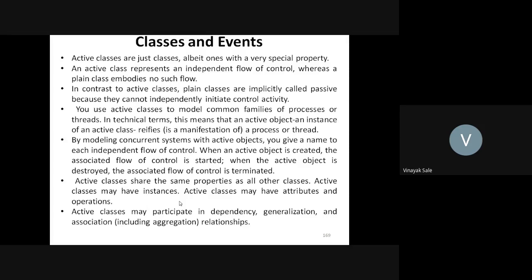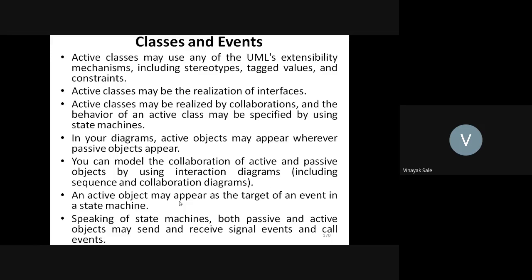Active classes share the same properties as all other classes. Active classes may have instances, attributes and operations. Active classes may participate in dependency, generalization, and association relationships. Active classes may use any of the UML's extensibility mechanisms, including stereotypes, tagged values, and constraints. Active classes may be realizations of interfaces.